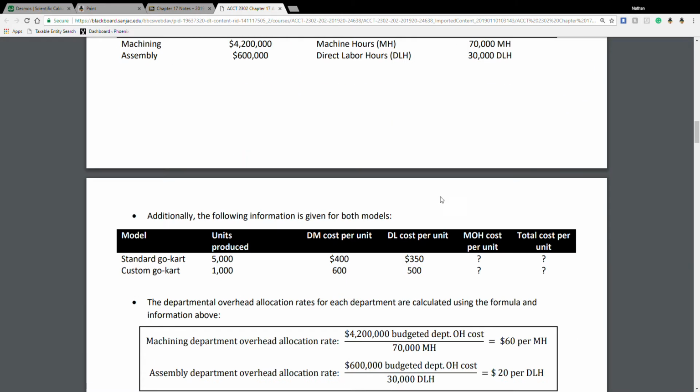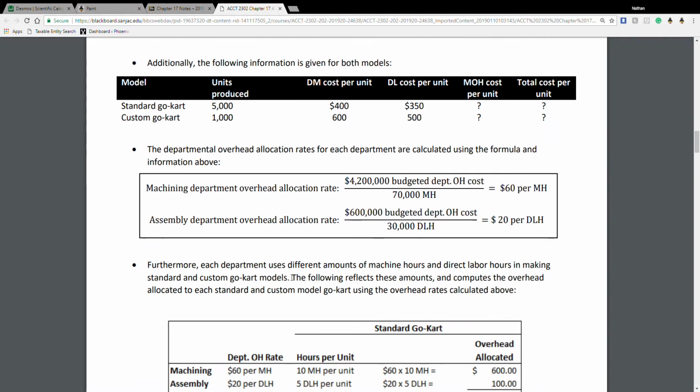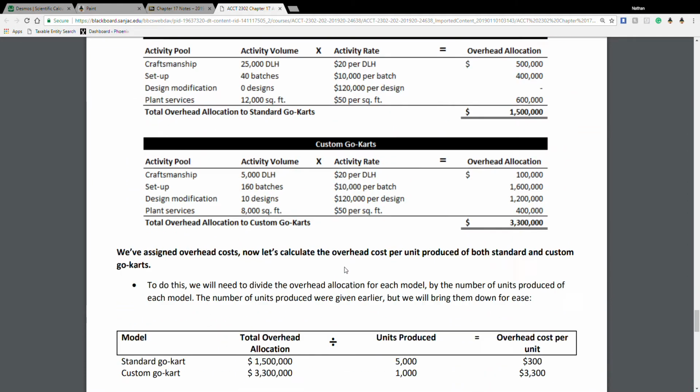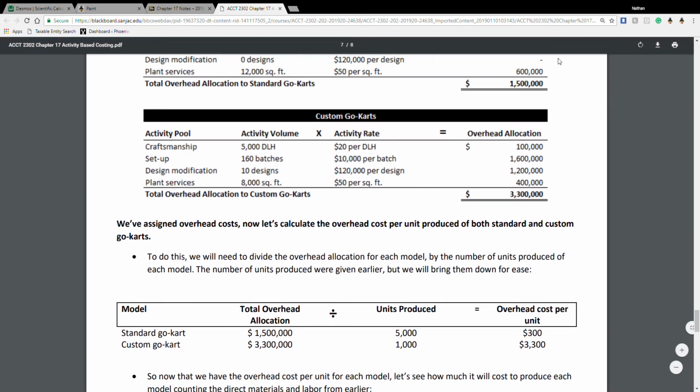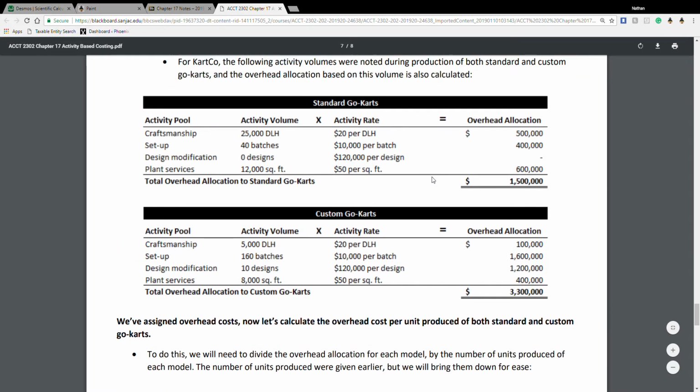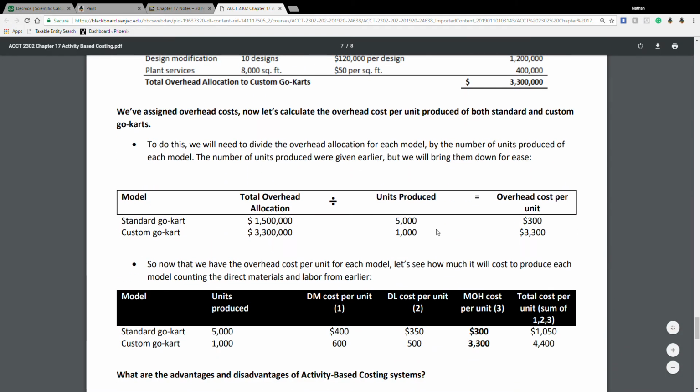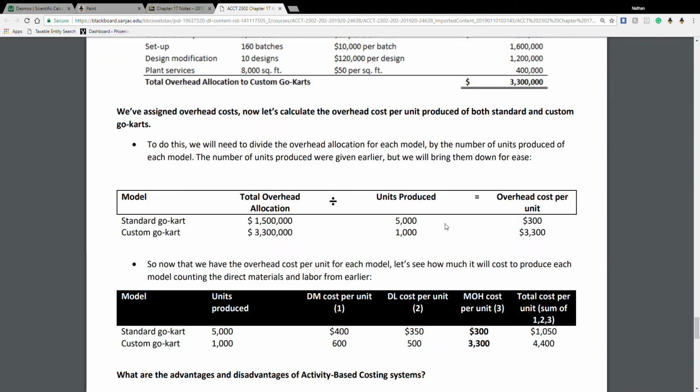So basically we're again trying to solve this one right here. So here's our units. Standard go-kart had 5,000, custom had 1,000. So we're going to take the activity base costs that we've figured out for each product, and divide them by the units produced. So for standard go-karts, our overhead allocation is 1,500,000 divided by 5,000, which should say about 300 per unit.